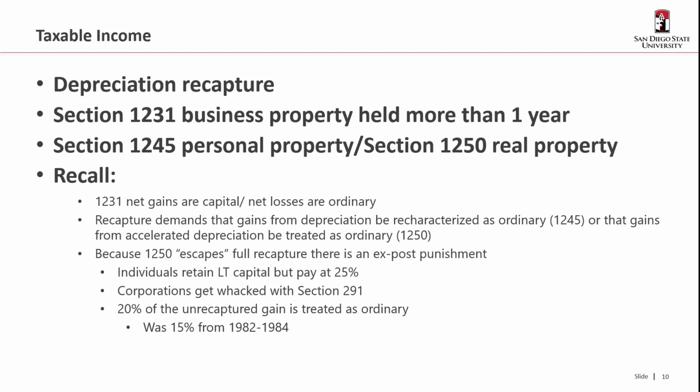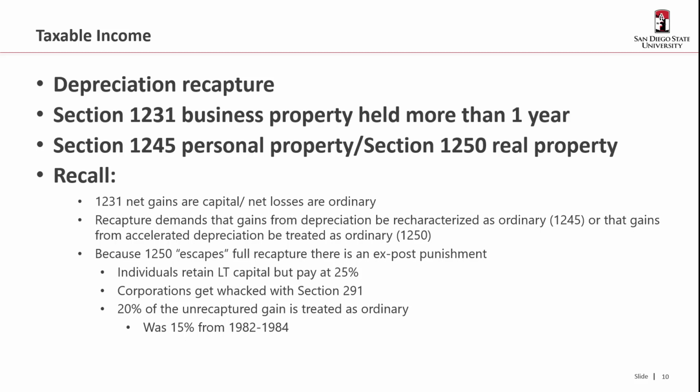And if we net that together and it is a loss, we treat that as an ordinary loss. But recapture demands that any gains that are really associated with overdepreciation should be recharacterized as ordinary. That's under 1245, or gains on accelerated depreciation of real property, or 1250 property, but only accelerated depreciation would be treated as ordinary. But recall that because 1250 property escapes full recapture, it only recaptures the accelerated part, there is an ex post punishment.